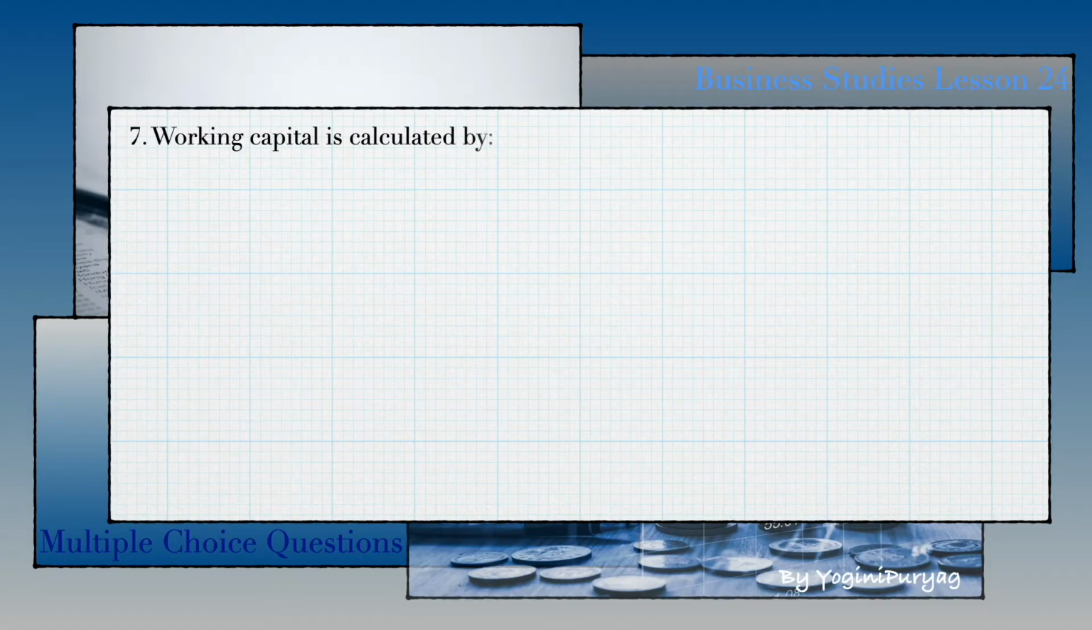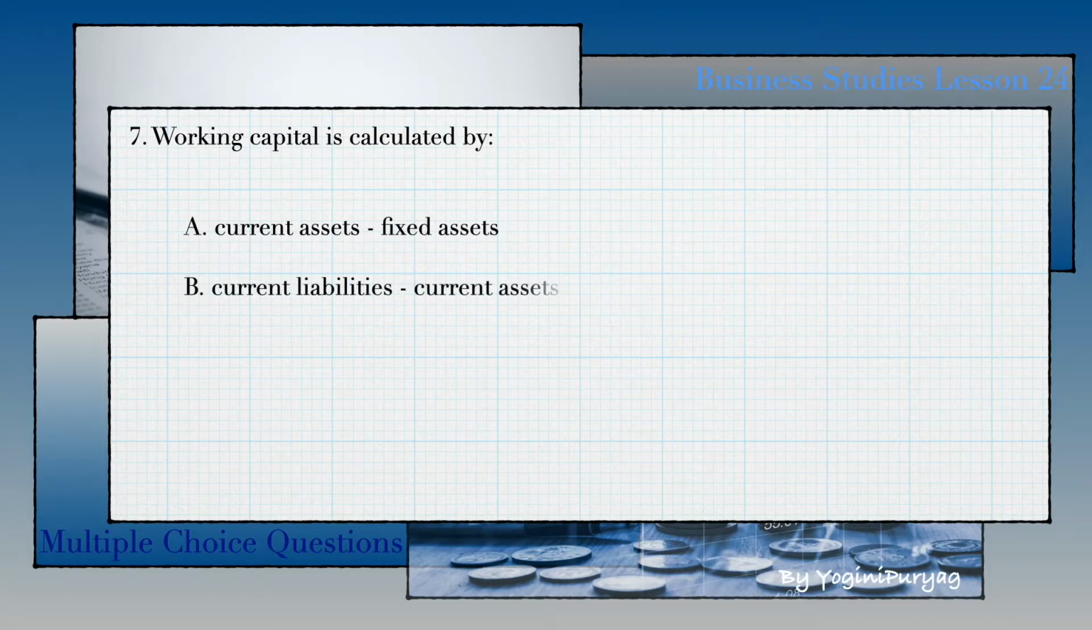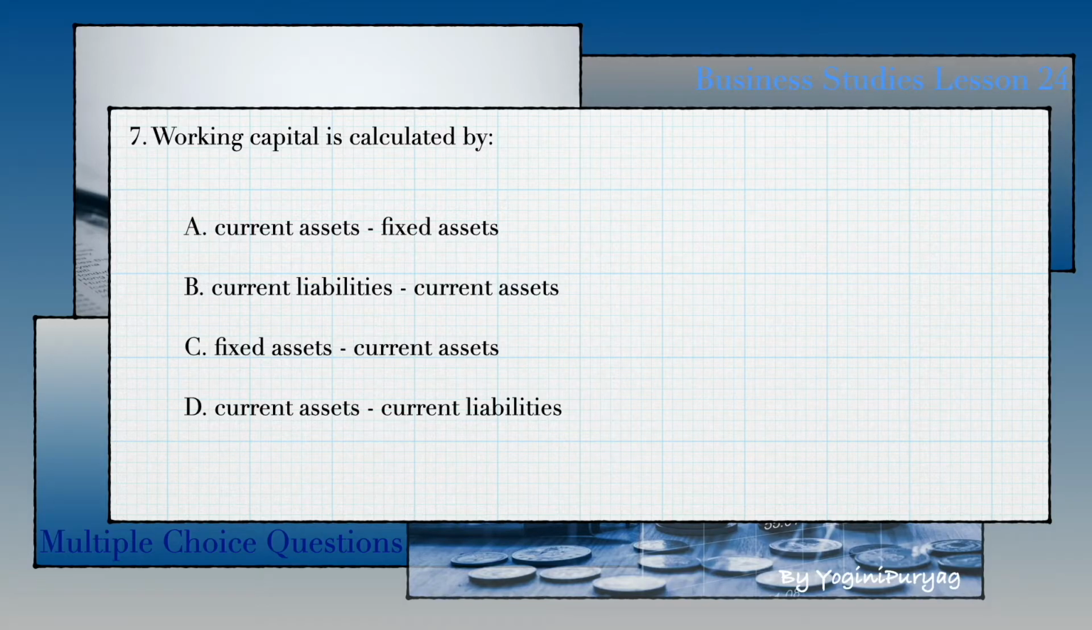Working capital is calculated by current assets minus fixed assets, current liabilities minus current assets, fixed assets minus current assets, current assets minus current liabilities.